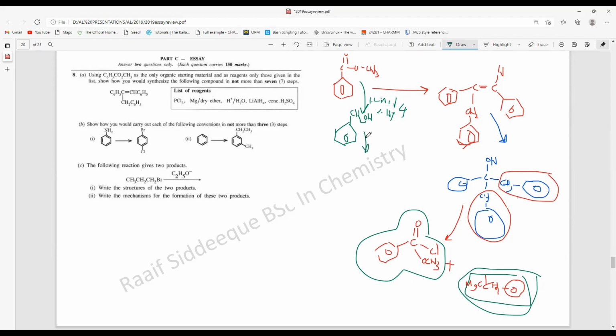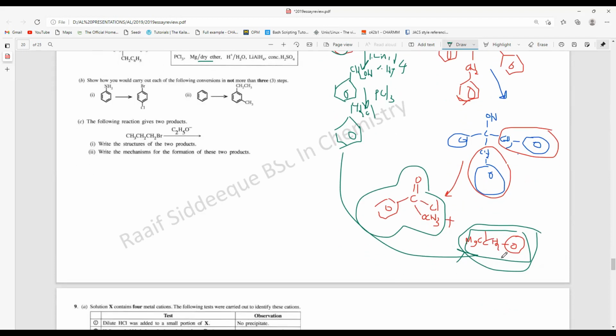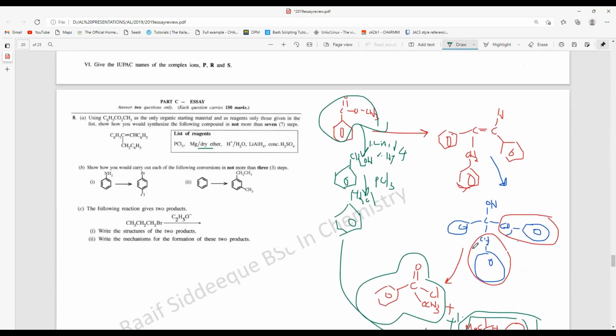Then you have been given PCl3, so you can add PCl3 to form the CH2Cl group. Then you have magnesium in diethyl ether, so you will get the Grignard, and then you add this to the ester. In the second step, you need to add this one in excess, otherwise there will be no two attacks, and then you add H plus H2O. So you will have this one plus this one. That is the easiest way.